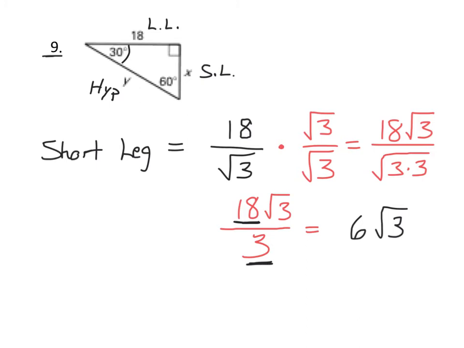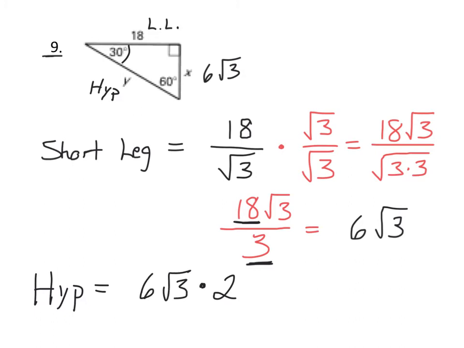So I can plug that back into my picture up here. For the short leg, we have 6 radical 3. Now for the hypotenuse. So if you remember, our equation to solve for the hypotenuse was to just take the short leg, whatever that is, and multiply it by 2. Well, in this case, I just solved for that value, so we're going to plug that in here. So it's going to be 6 radical 3 times 2.